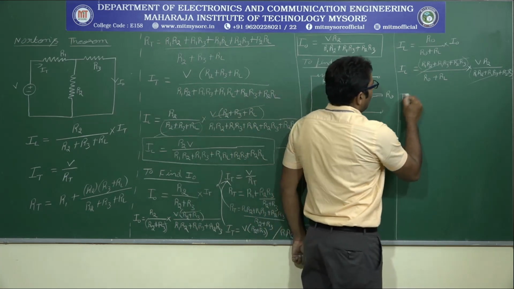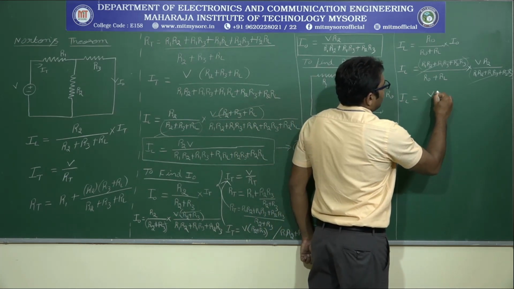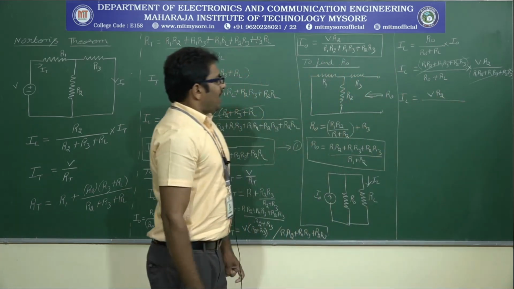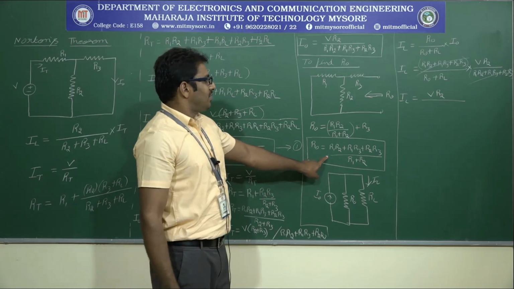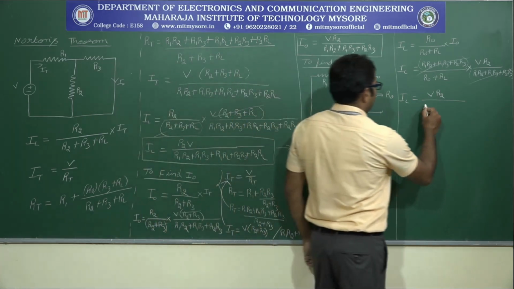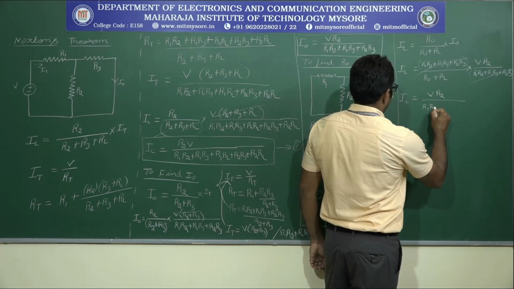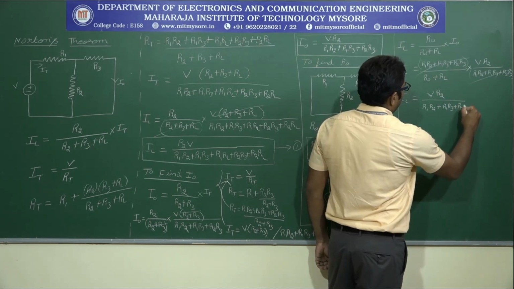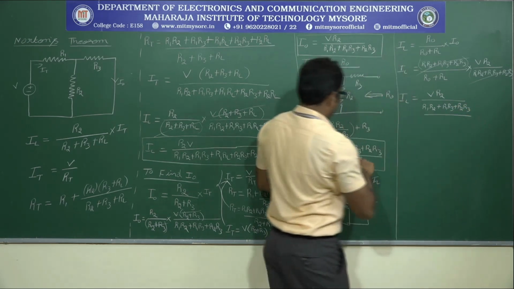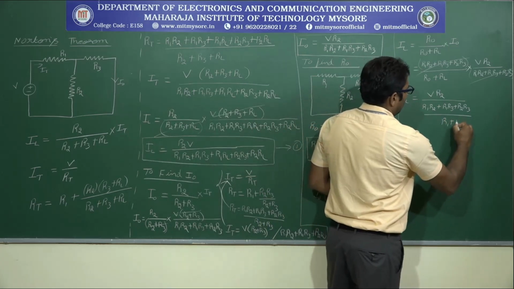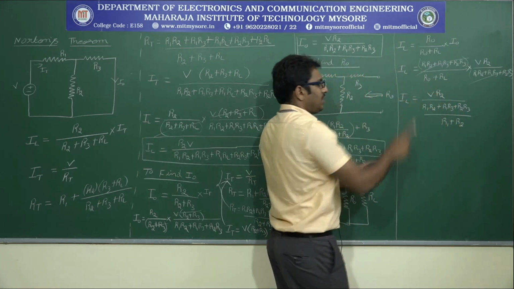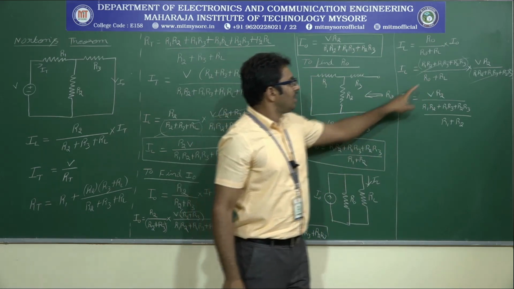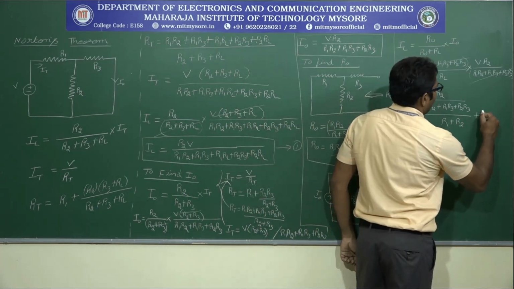Then what is remaining? IL is equal to V into R2 divided by, what is R0? Again you can substitute. R0 is R1 R2 plus R1 R3 plus R2 R3 whole divided by R1 plus R2, so I just substituted in place of R0. This is the expression for R0, plus RL.